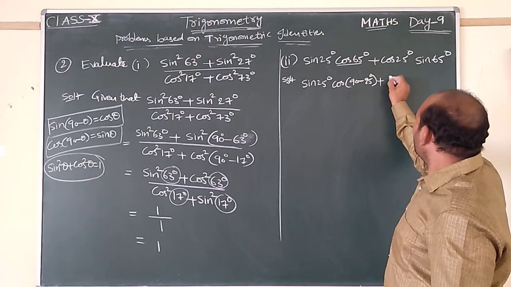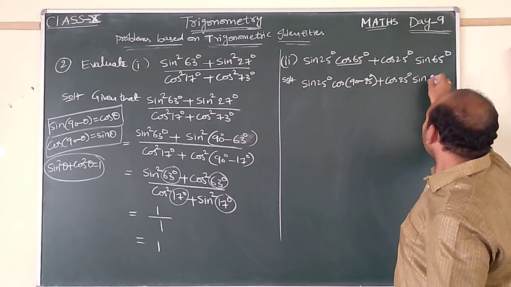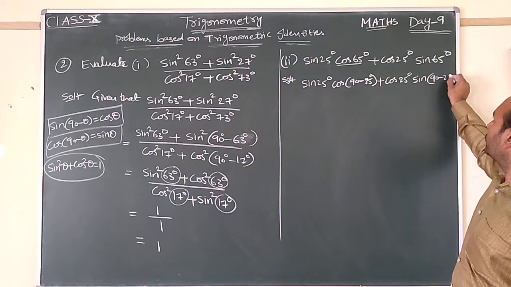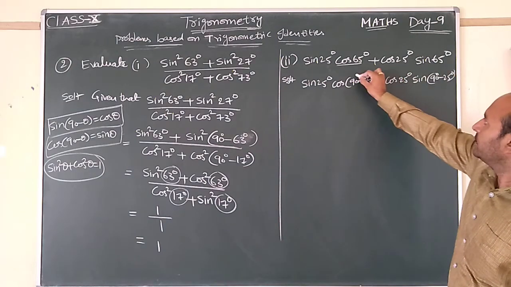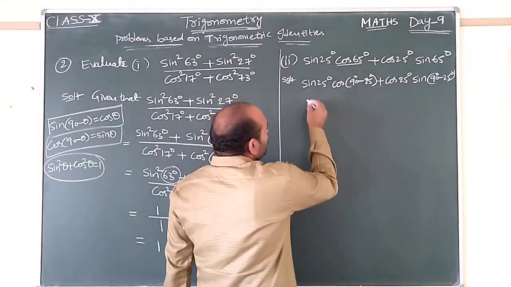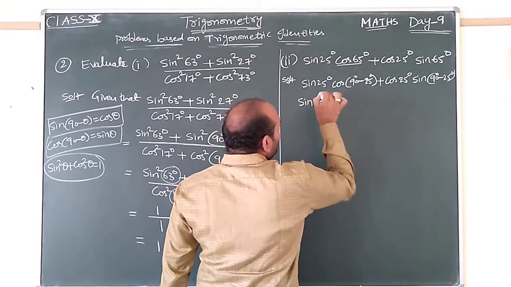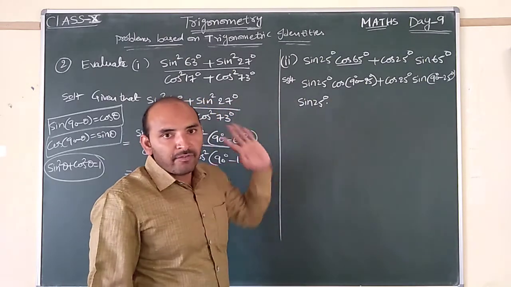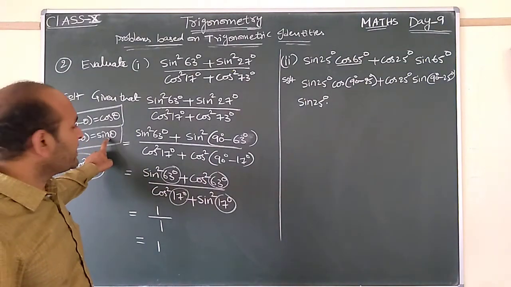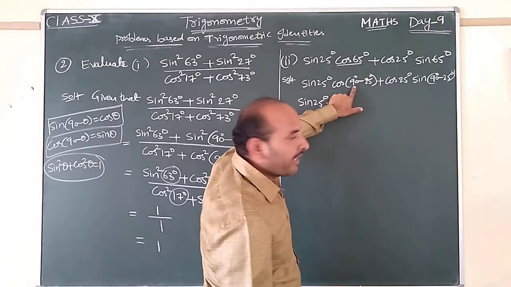Plus cos of 25 degrees into sine. Again this value converted into 90 minus 25 degrees. 90 degrees minus 25 degrees. So sine 25 degrees into, according to the complementary angle formula, cos of 90 minus theta is sin theta. Cos of 90 minus theta, theta is 25. 90 degrees nothing but what?